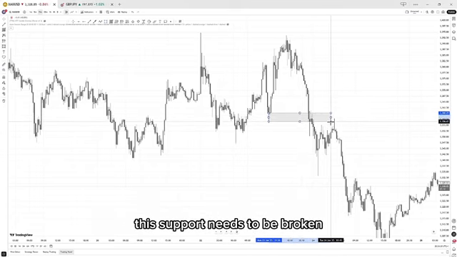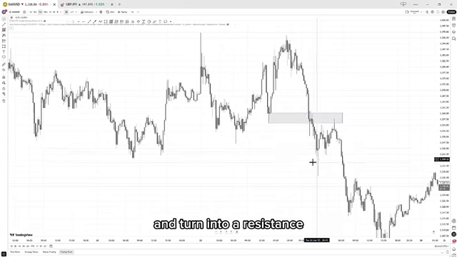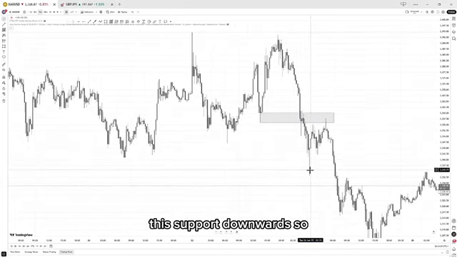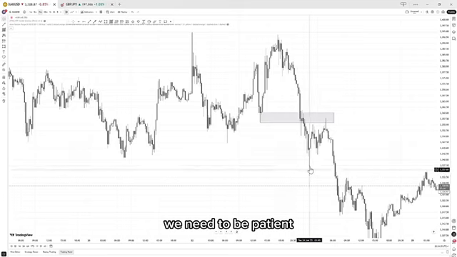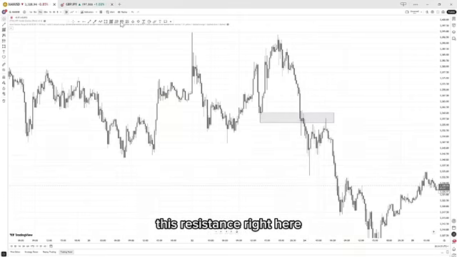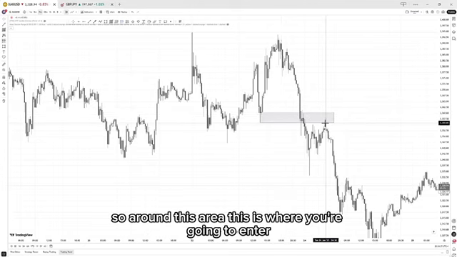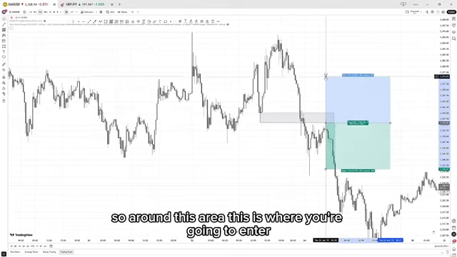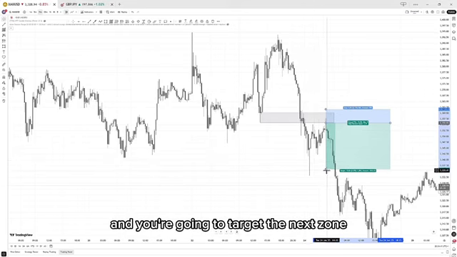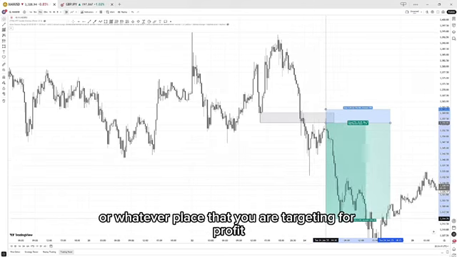Now, this support needs to be broken and turn into a resistance. Now, you can see that the market broke this support downwards. So we need to be patient and wait for the market to retest this resistance right here. So around this area, this is where you're going to enter. You put your stop loss above this level, and you're going to target the next zone or whatever place that you are targeting for profit.